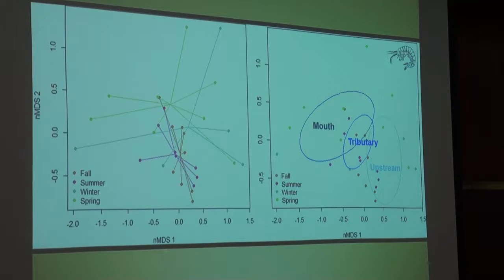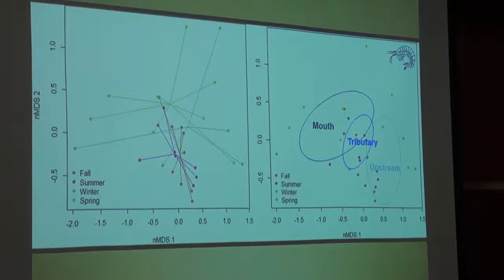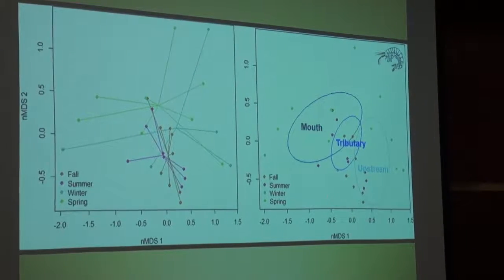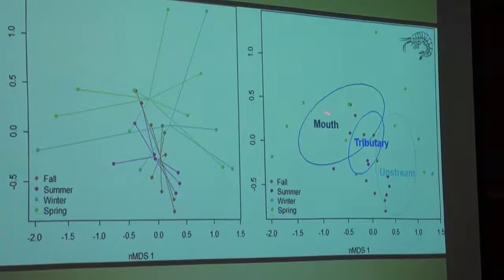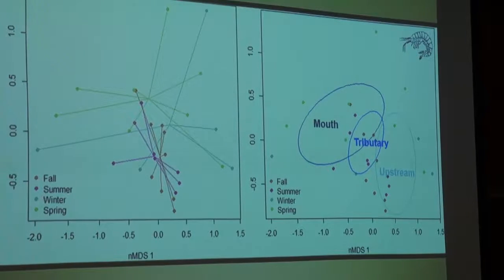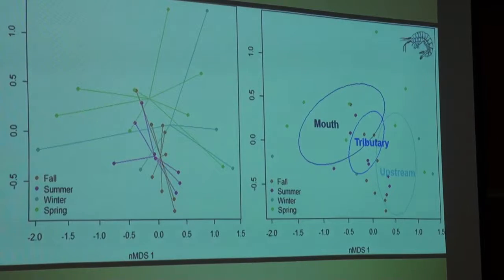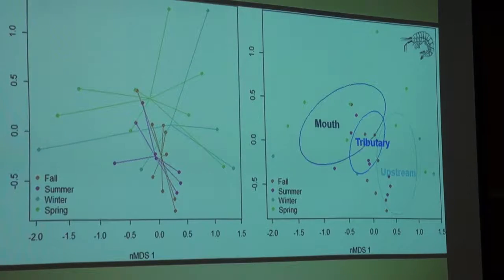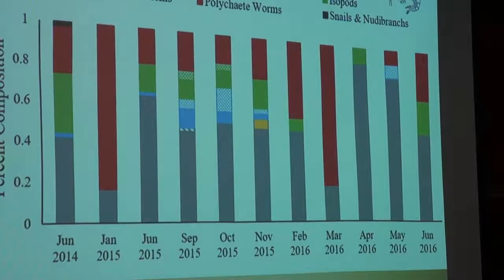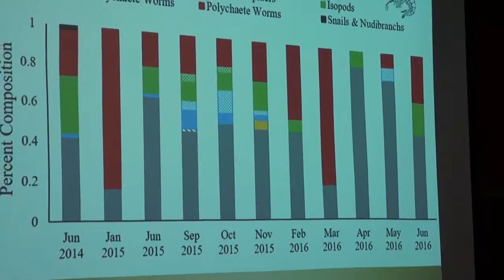When we look at the station location, however, we still have a really nice downstream to upstream gradient with a lot of overlap between the mouth and tributary stations and a lot less overlap between the tributary and upstream stations. ANOSIM showed that the most important variable for determining the invertebrate community is station location, and seasonality is secondary.